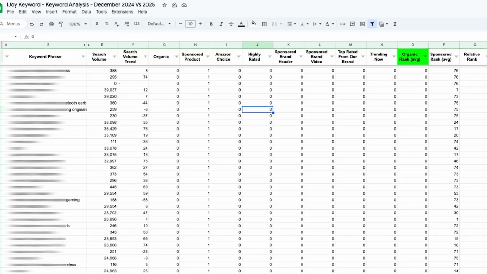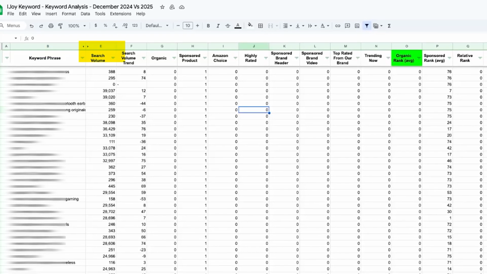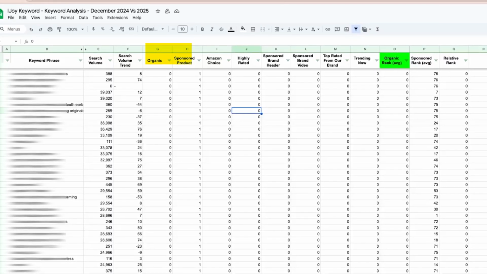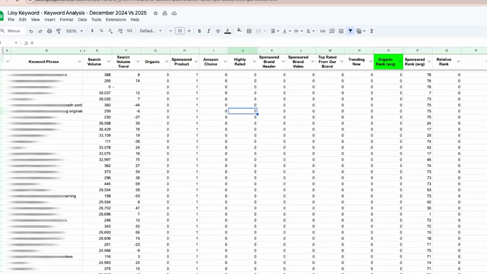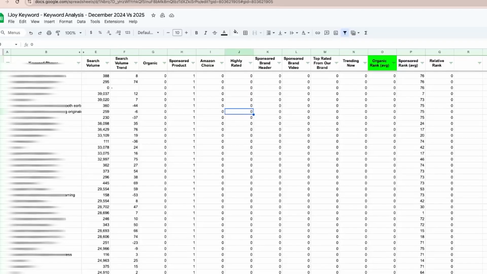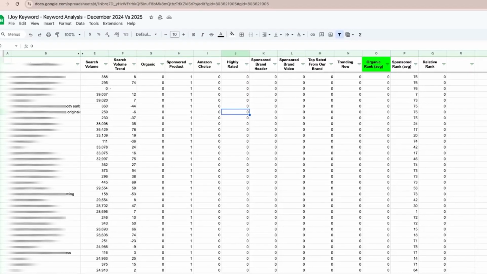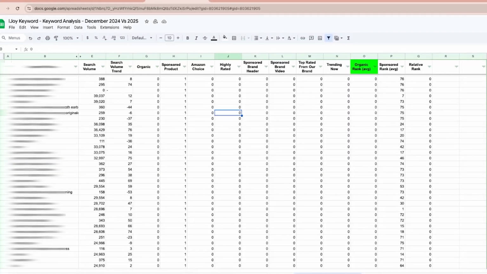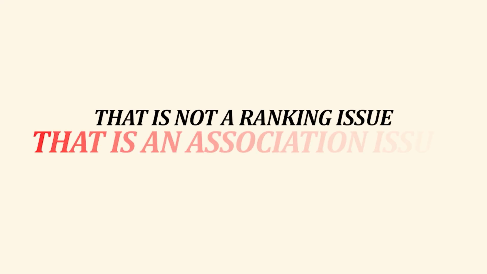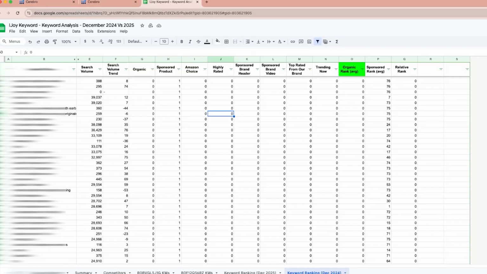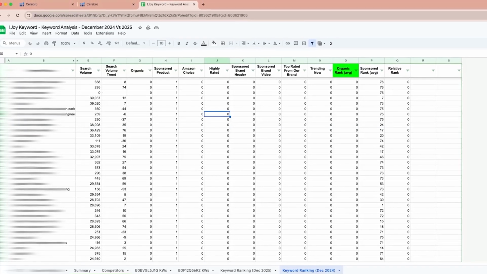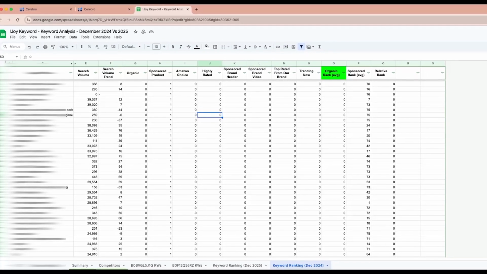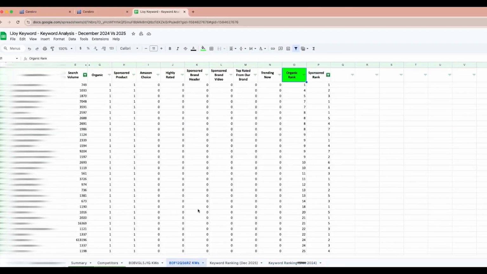Coming straight out of Cerebro, you have the keyword, the search volume, whether the product was ranking organically, what the actual rank was. What I care about here is it's not just did the rank move, it's whether or not the keyword still exists. So if a keyword ranked organically last year and it doesn't show up at all this year, that's not a ranking issue, that's an association issue. That's Amazon doesn't think this product belongs for this search anymore. And then when you start seeing that over and over again, it lines up perfectly with what we saw in the historical trend. The footprint didn't slide, it got smaller.